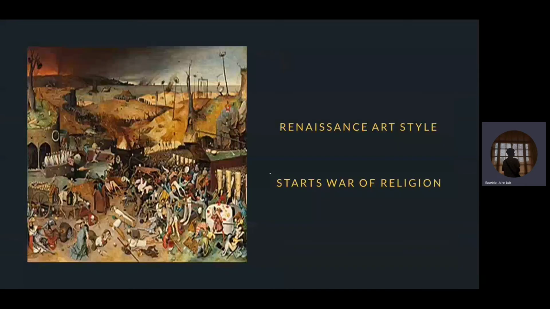One of Bruegel's greatest works of art, The Triumph of Death, was made during that time. The style of art is the Renaissance art style. Also, that was the year when the wars of religion began. This period of war and popular unrest was between Catholics and Huguenots, Reformed Calvinist Protestants.